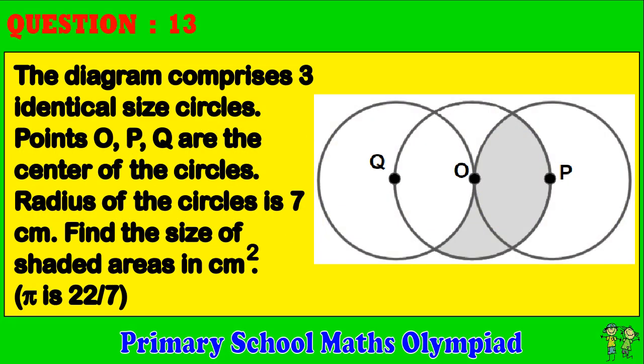Question 13. The diagram comprises 3 identical sized circles. Points O, P, Q are the centers of the circles. The radius of the circles is 7 centimeters. Find the size of the shaded areas in centimeters squared. Pi is 22 over 7.